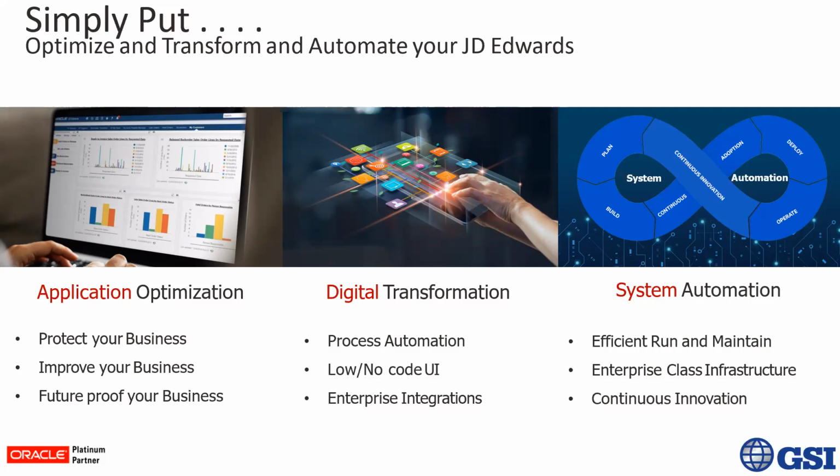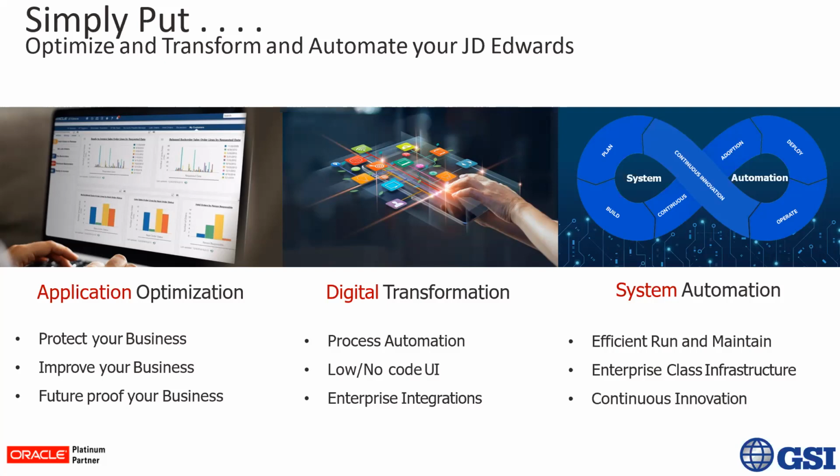At the same time, they understand that you need to automate some process. And in order to do that, you need to be able to have some low or no code user interface and integration capability, i.e. orchestrator, to be able to do that. And when you do all this together, you will achieve system automation by being able to efficiently run and maintain your enterprise software. And you'll now achieve that continuous innovation model.